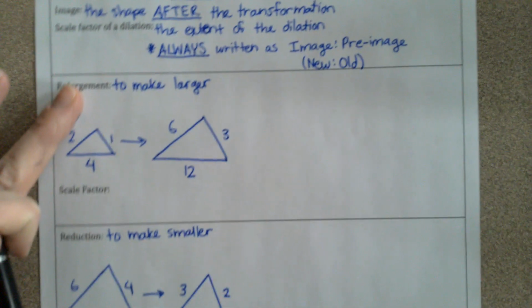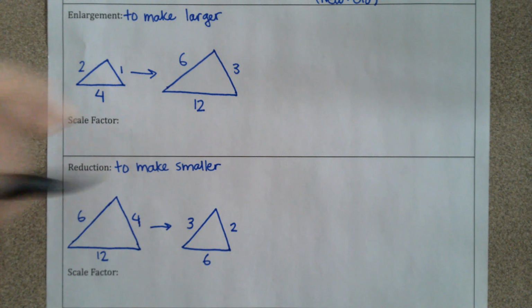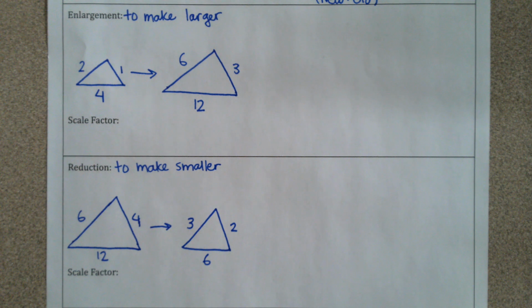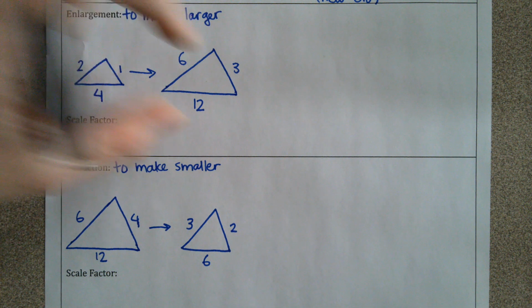The main things I'm concerned about are the enlargement and reduction, how they look, and how to handle the scale factor. So an enlargement, if it doesn't sound obvious enough, it means to make larger. So here, if we have two triangles, we have our smaller one, and we're going to enlarge it to make this bigger triangle.